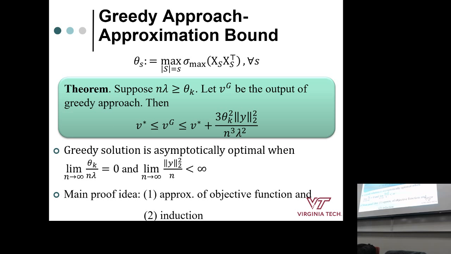Then in this case, asymptotically, if n lambda goes to infinity, then if n goes to infinity, we can show that this term vanishes. So this shows that asymptotically this greedy solution can be optimal. They can achieve this same algebraic function as V star when the data points grow.